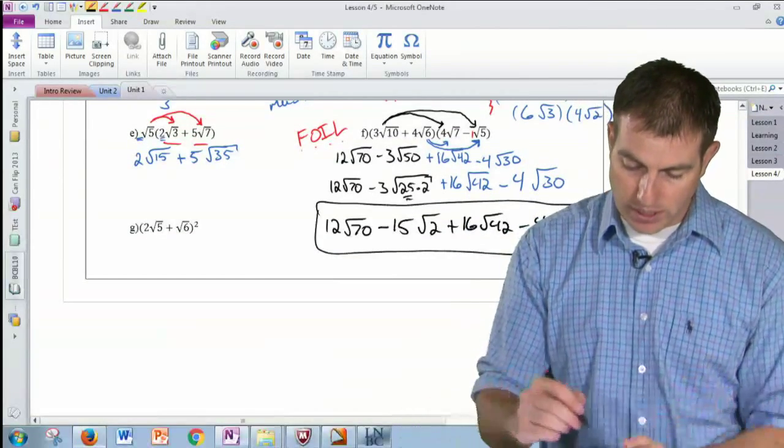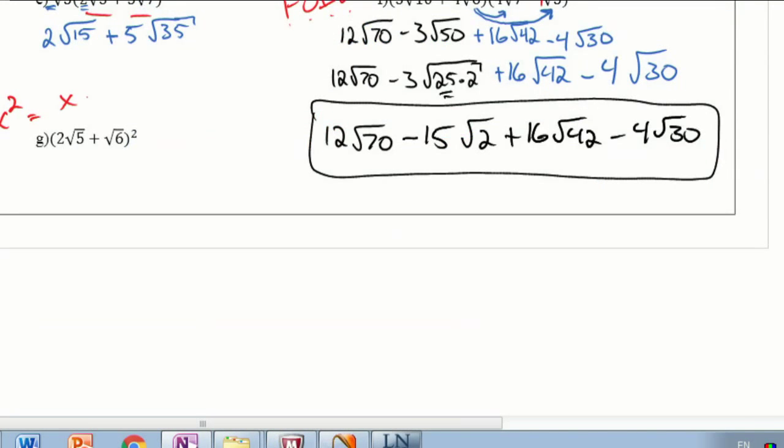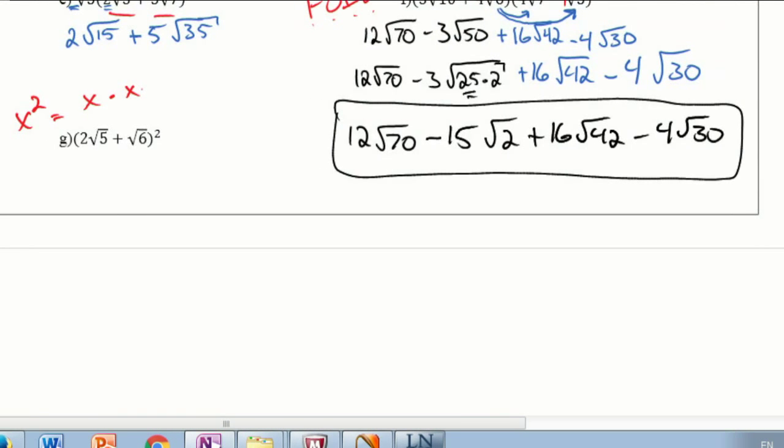If I had something like, I don't know, x squared, I would write it as x times x. Anytime I have something squared, I'm multiplying it by itself. In this case, it is absolutely no different. I'm squaring everything inside the brackets.